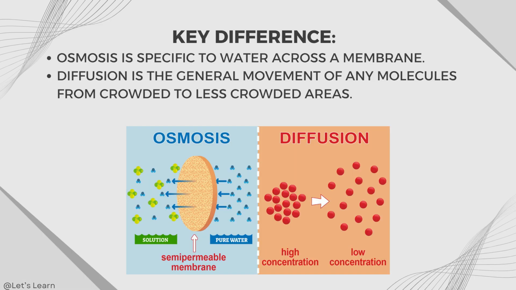Now here's the key difference. Osmosis is specific. It only involves water and requires a semi-permeable membrane. Diffusion, on the other hand, is more general. It can involve any kind of molecules like gases, liquids, or solids, and it doesn't need a membrane at all. So, even though both involve movement from high to low concentration, osmosis is just a special case of diffusion, focused only on water and membranes.